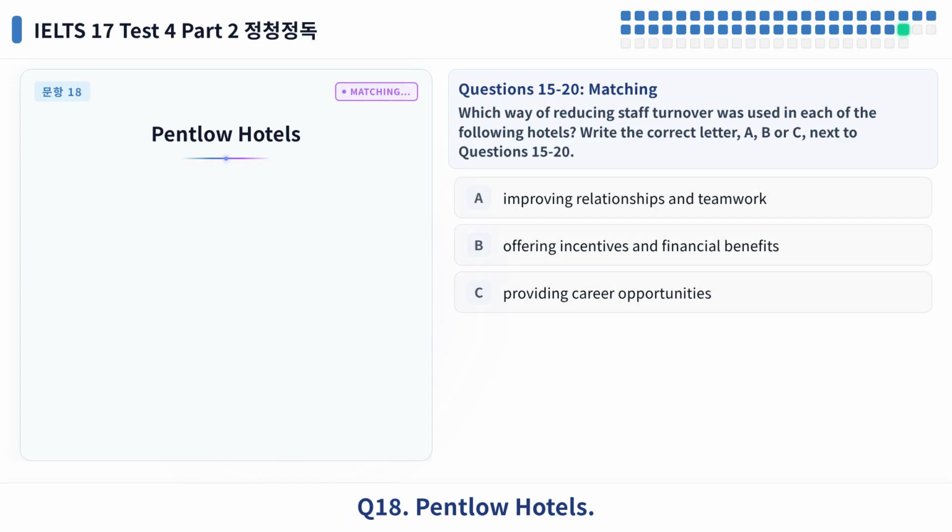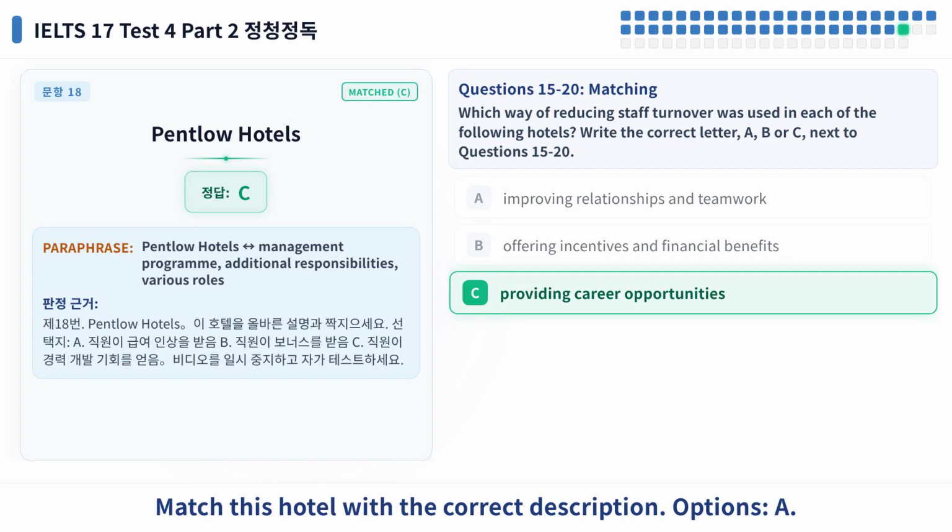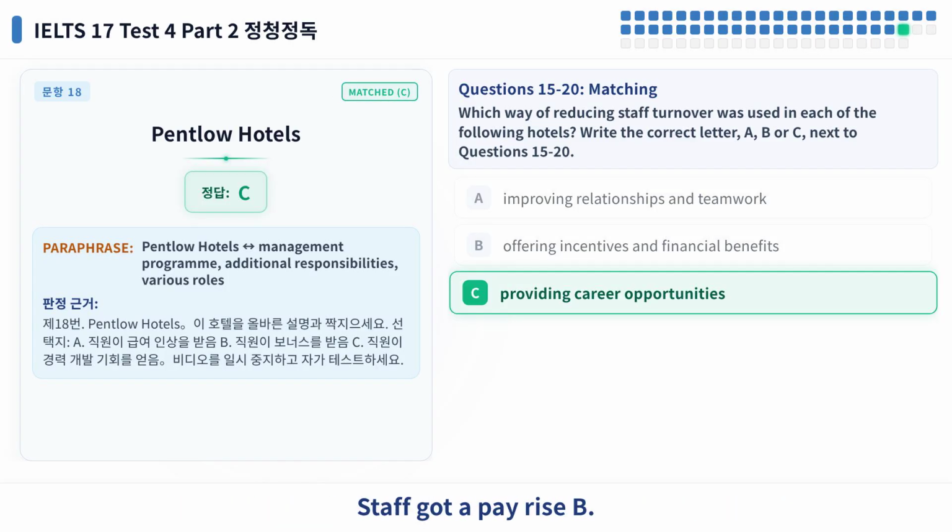Q18 Pentlow Hotels. Match this hotel with the correct description. Options: A, staff got a pay rise. B, staff got a bonus. C, staff got career development opportunities. Pause the video and try this question.